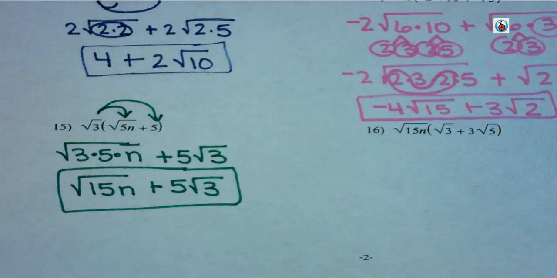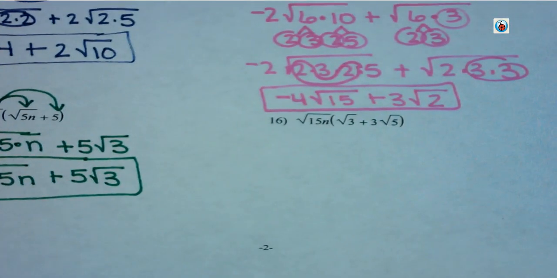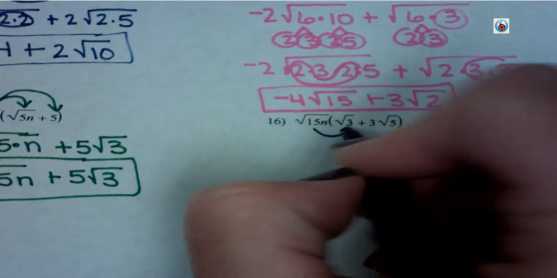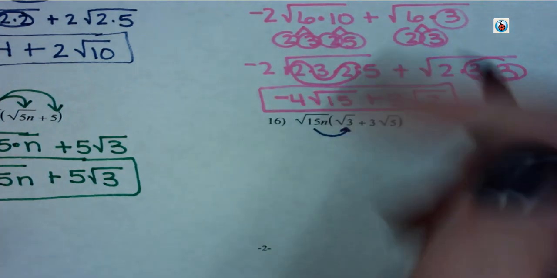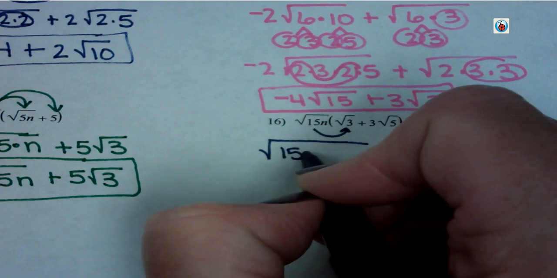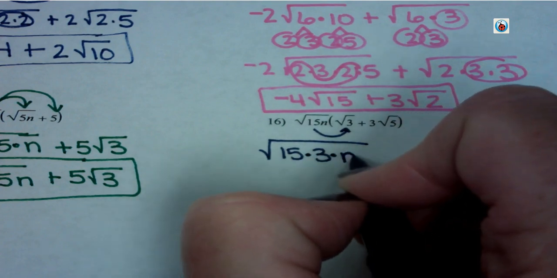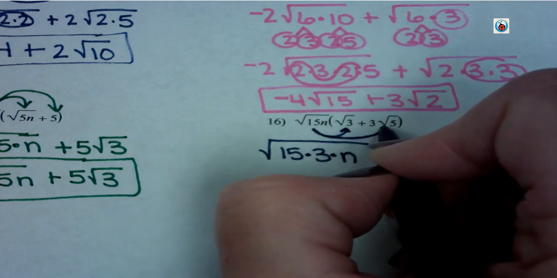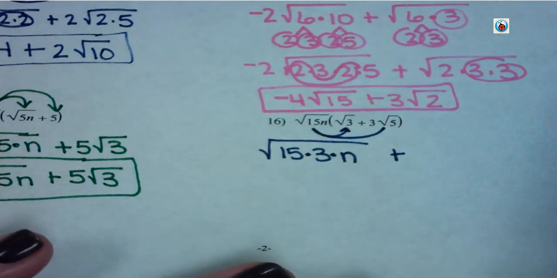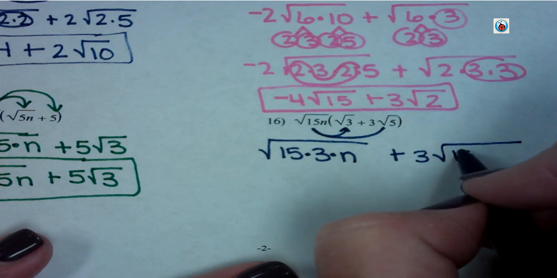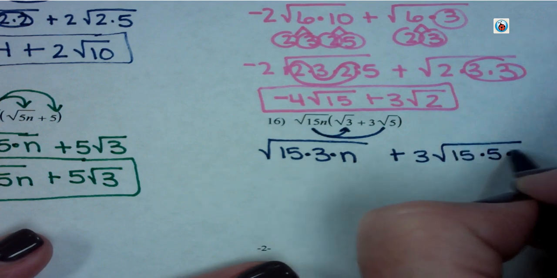Okay, same idea on 16. We're going to distribute this square root of 15n times square root of 3. They are both inside the radical, so I'm going to write them as one: 15 times 3 times n, plus, now I'm going to do square root of 15n times 3 square root of 5. Notice this 3 is outside of the radical, so it's going to stay outside. And then we have 15 times 5 times n.